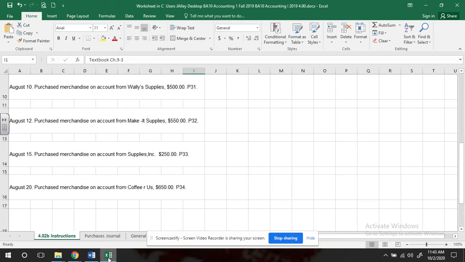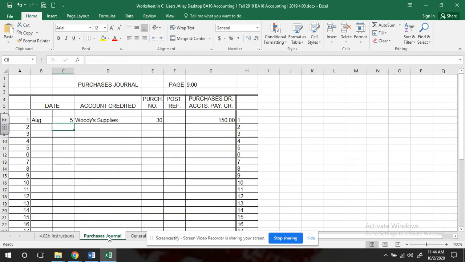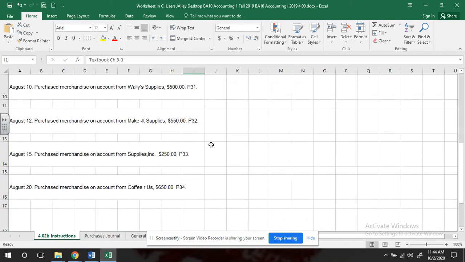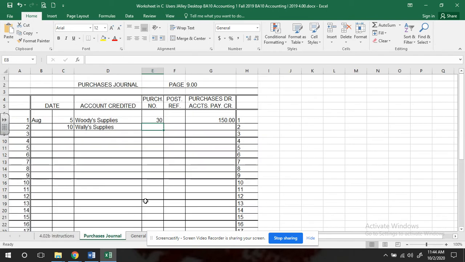Second transaction, it says August 10th, purchase merchandise on account from Wally's Supplies. 10th, Wally's Supplies. So we go over here and we put in 10th, Wally's Supplies. We have to find out what the purchase invoice number was, and it was 31, and this is for $500. It is good when the purchase invoices stay numerical in order.